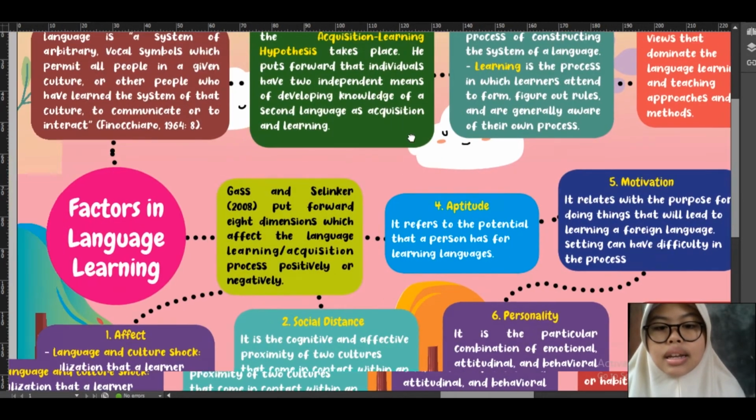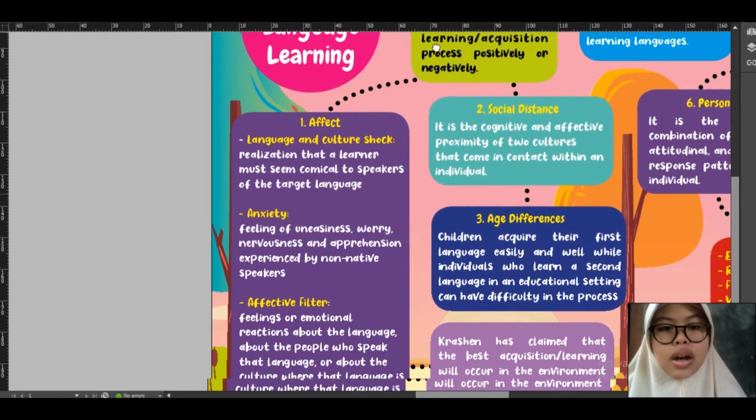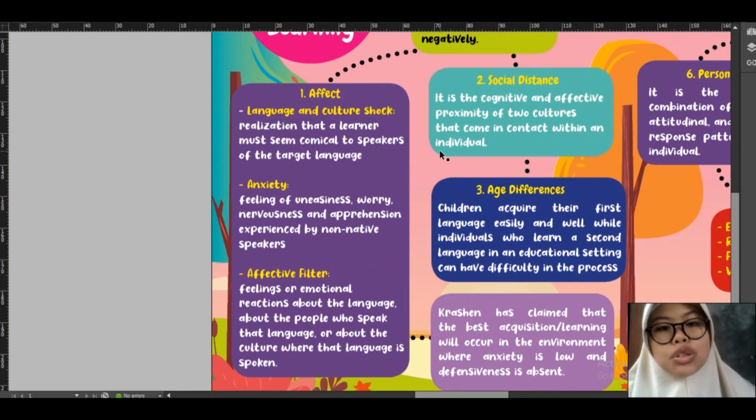Okay, and then let's go to the aspects that influence the language learning. Based on Gass and Selinker in 2008, they put forward there are 8 dimensions which affect the language learning or acquisition process positively or negatively. Okay, the first is what they call affect. Affect is divided into 3 parts. The first is language and culture shock, and then anxiety, and the last is affective filters.